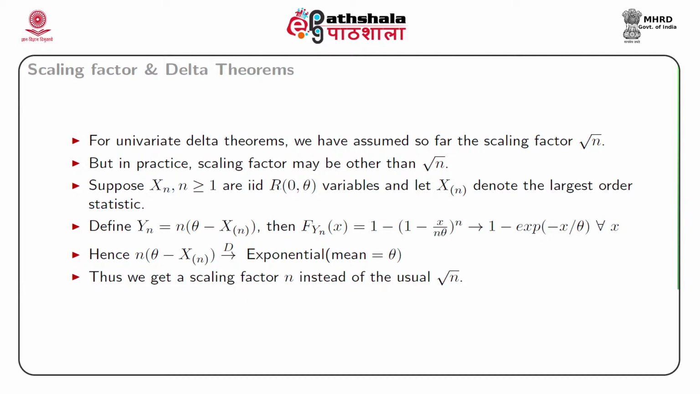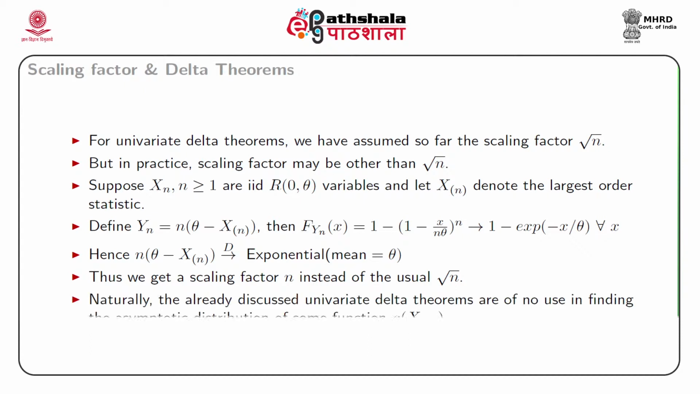Thus, in this case, we get a scaling factor n instead of the usual square root of n. It can be shown that if we use the scaling factor square root of n in this case, the asymptotic distribution may not be exponential; it might be some degenerate distribution. So naturally, the already discussed univariate delta theorems are of no use in finding the asymptotic distribution of some function g of x ordered n if the scaling factor deviates from square root of n. So we need some generalized delta theorems to tackle this problem.